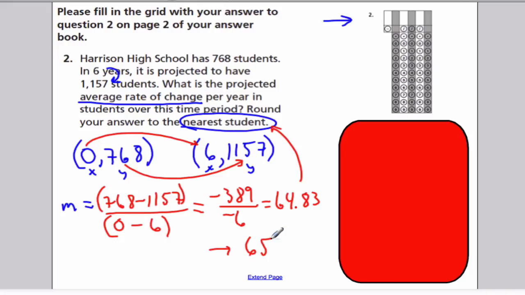When we go to put that answer in our gridded response, what we need to do is pick an area to write it. I'm going to write it in the last two boxes, so 6, 5, and then go down and bubble in the 6, and then bubble in the 5, and there's your answer.